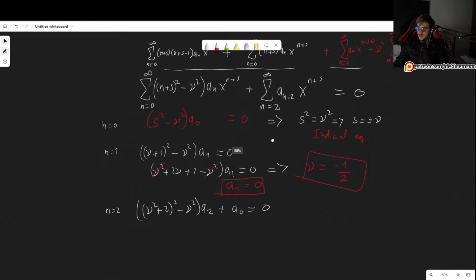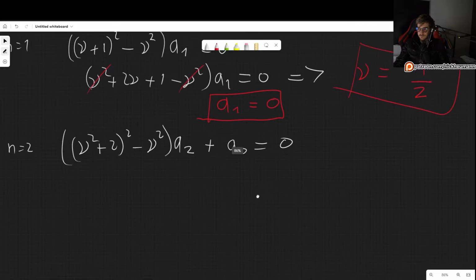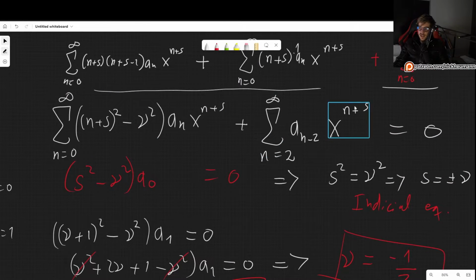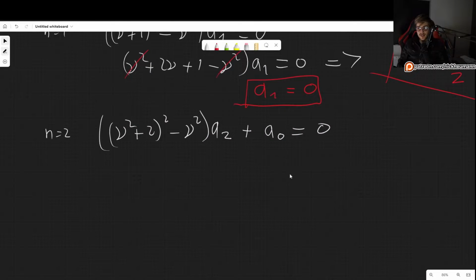Right? Because this part right here is n minus 2, so we get n equals 0. We are, of course, not writing the x^(n+s) because you can factor it out and that part can't be 0. So that is the reason. Now let's multiply it through.